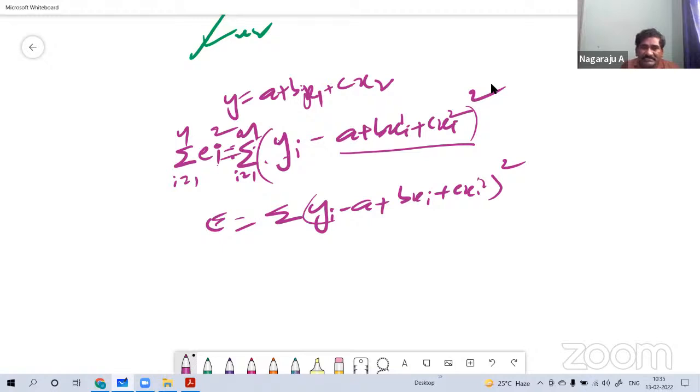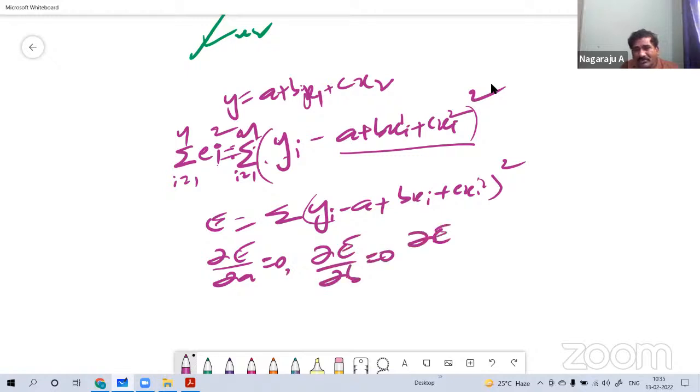Now I want to make the derivatives ∂E/∂A equal to 0, ∂E/∂B equal to 0, and ∂E/∂C equal to 0. Then the residual errors I will make into zeros. Making the residual errors zero means all the points lie on that straight line only.